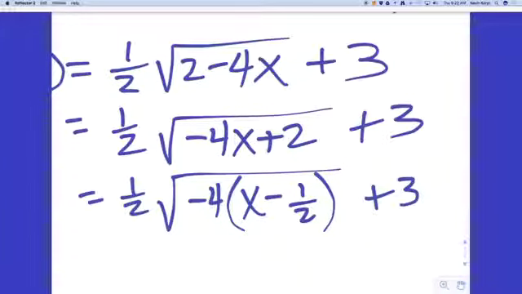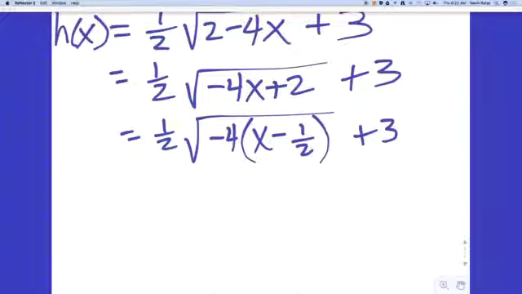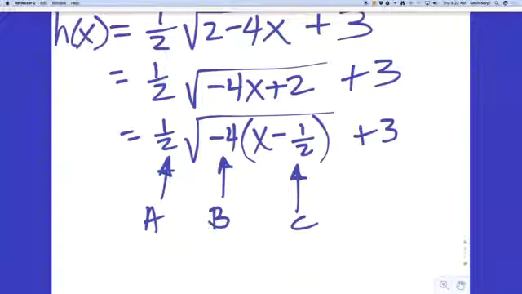If you don't factor out that number in front of the x, you're going to get your horizontal shift wrong, okay? Which means you're going to get the whole thing wrong. That's kind of embarrassing. All right, so this is your a value. This is your b value. This is your c value. And that's your d value.